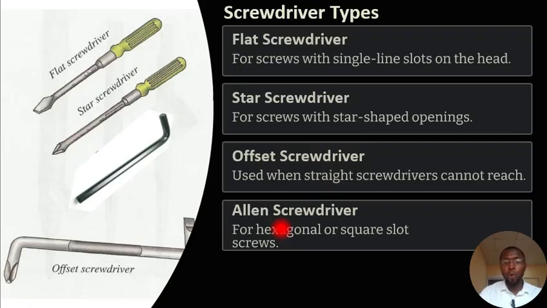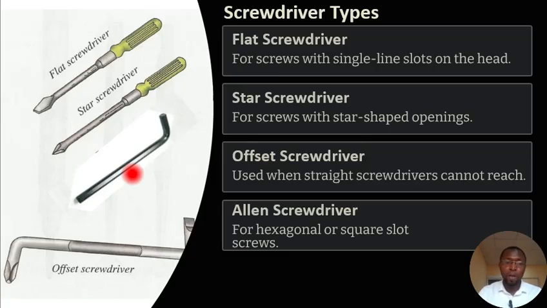And then we have the last one, which is the Allen screwdriver. This one has either a hexagonal or square slot screw. See it here. When you are using it for a screw that is square in shape or hexagonal in shape, you use this Allen screwdriver. Right, so these are the various types of screwdrivers we have in driving screws into metal or wood.